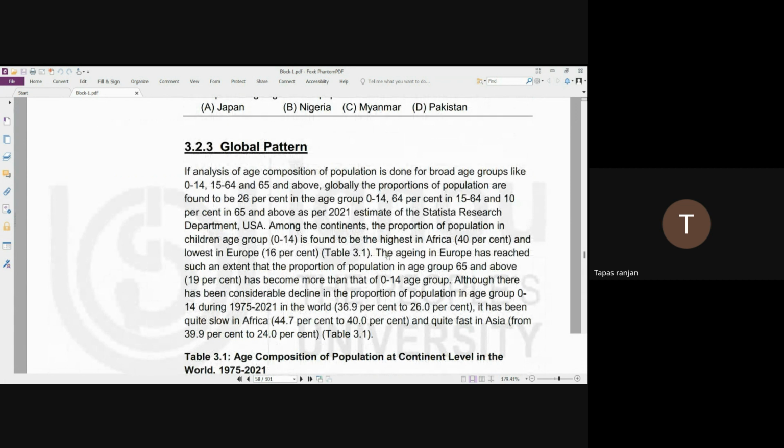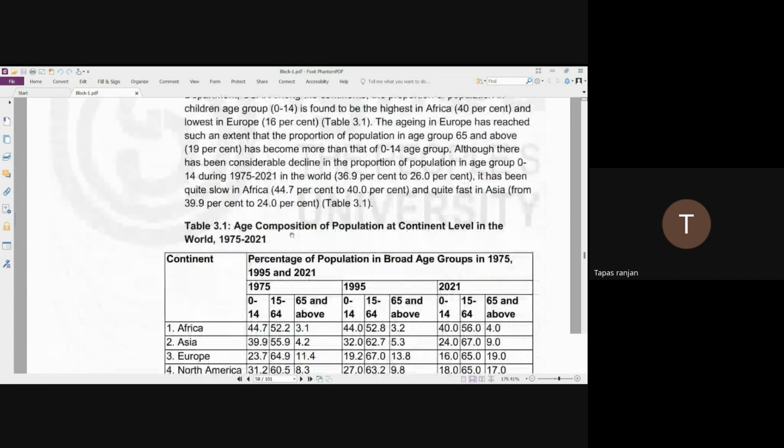And then here also you have different global patterns. You can go through it.